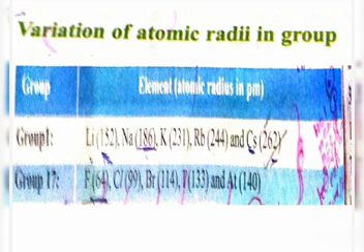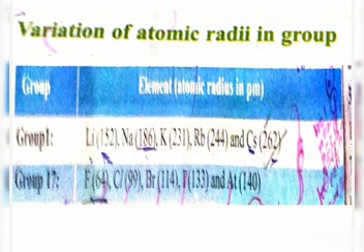Next, sodium, atomic number 11, has electronic configuration 1s2 2s2 2p6 3s1, meaning it requires 3 shells: first, second and third. Potassium, atomic number 19, has electronic configuration 1s2 2s2 2p6 3s2 3p6 4s1, meaning it requires 4 shells. Hydrogen requires only 1 shell, lithium 2 shells, sodium 3 shells, potassium 4 shells.